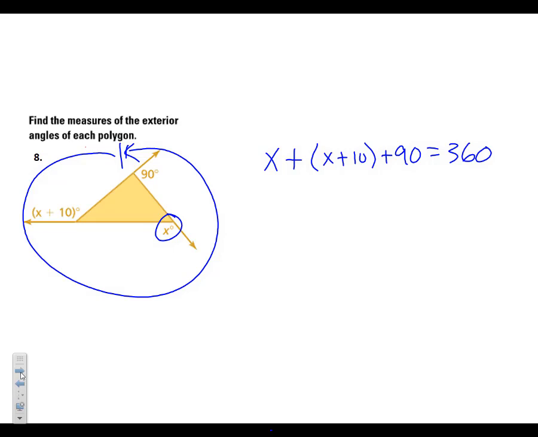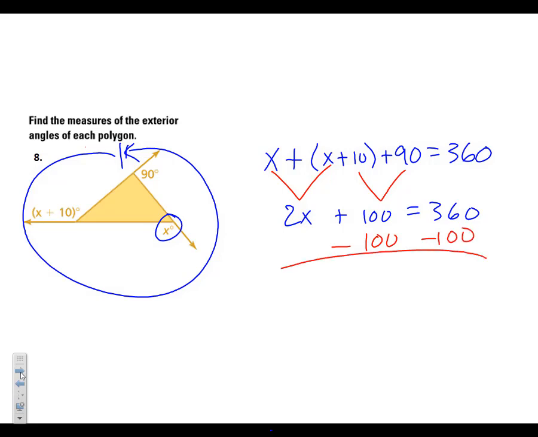So now we're going to simplify, combining like terms. What do we get here? We get 2x, and if we combine these two, we get 100, and that is equal to 360. And then when we subtract 100, we get that 2x is equal to 260. And then we divide by 2, and we get that x is equal to 130.